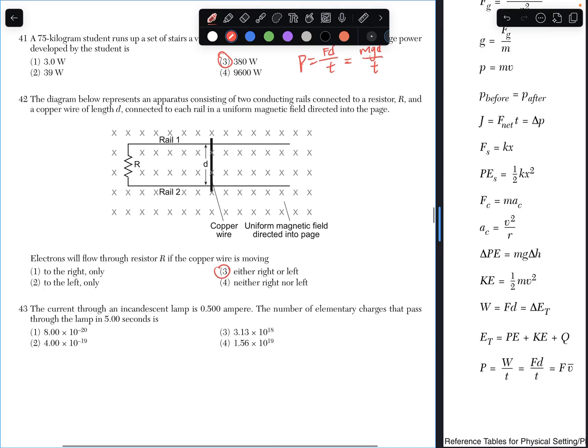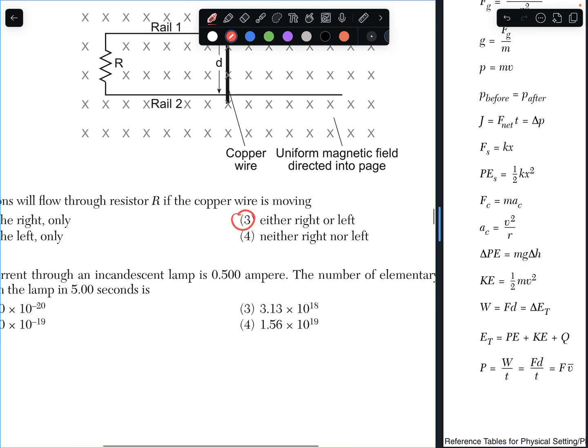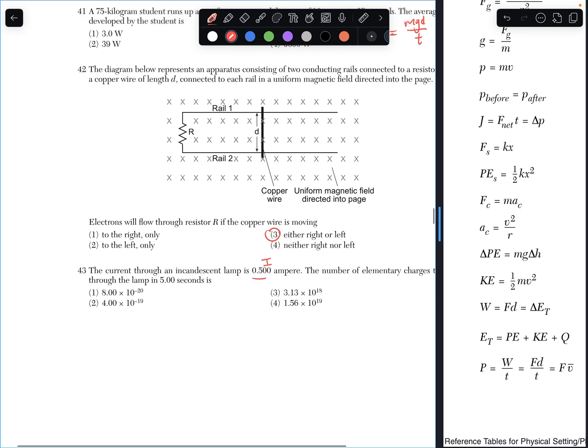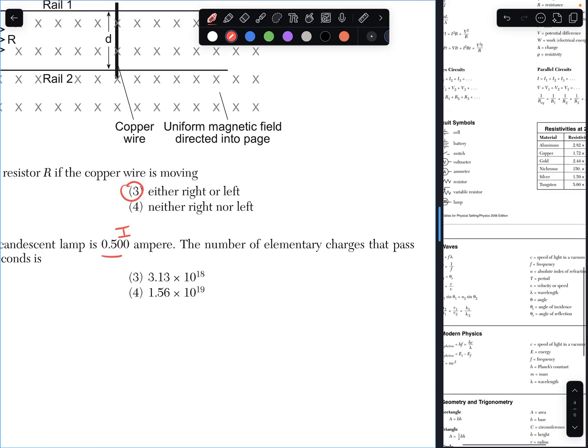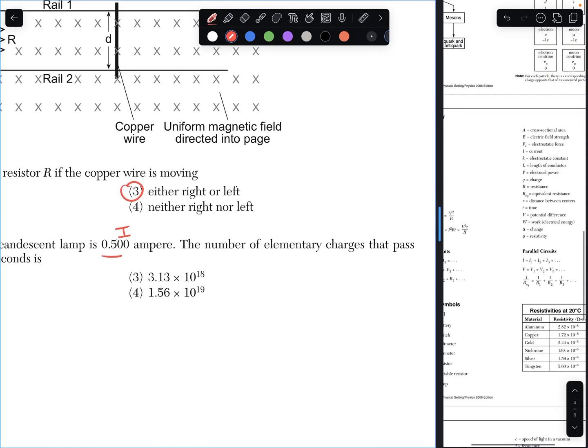Okay. The current through an incandescent lamp is 0.5 amps. So this is my current. The number of elementary charges, so we're looking for what's the elementary charges?